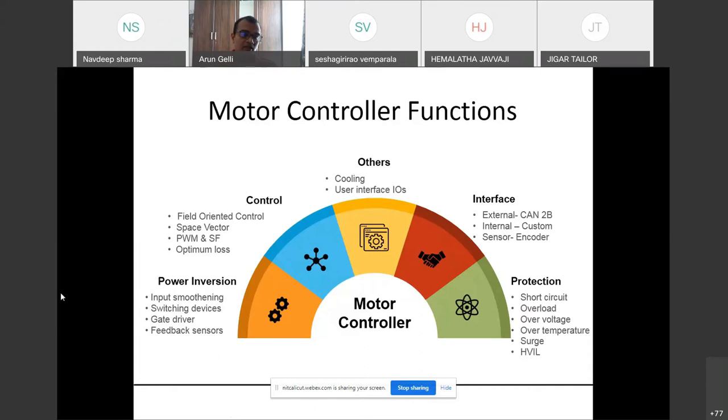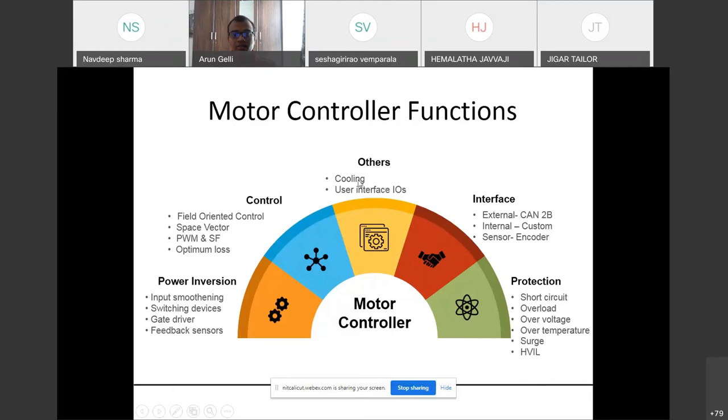You have gate drivers for controlling the switching devices, and then feedback sensors are also required for achieving this power inversion. Another important factor is the controller itself, which will have field-oriented control or the control topology available within the controller algorithm. You have the space vector for generating the reference points and then the phase angle. You have the various PWM strategies and switching frequencies that will be generated within the controller board. And then we have advanced algorithms such as the optimum loss generation algorithm, which can reduce the losses due to harmonics, and various other advanced algorithms can also be used within the control concept.